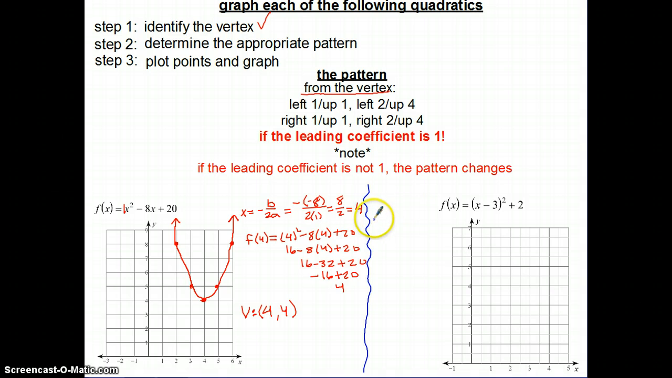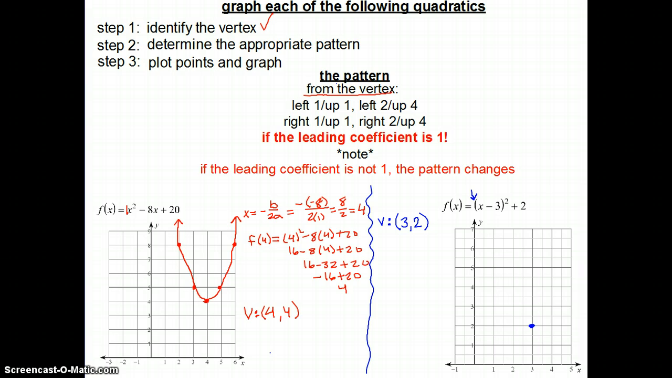Find your vertex. Here it's much more simple than in the example on the left. I take the opposite of the number being added to x, that's a positive 3, and then the number added on the end is my y value. I plot this point, 3, 2, and then look at the leading coefficient of your equation to figure out if your pattern is going to be the standard pattern above.